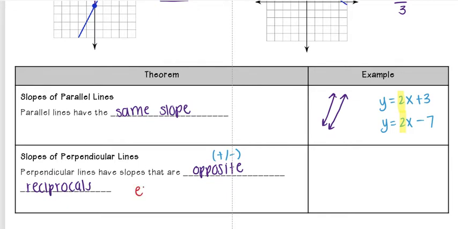Let's say I had that my slope was 2/3. The opposite reciprocal of that would be, first I would flip it. So instead of 2/3, I'd have 3/2. And then I'd have the opposite sign. So since this one was positive, this one would become negative. So opposite sign, and flipped.